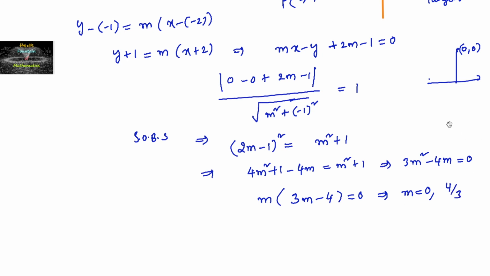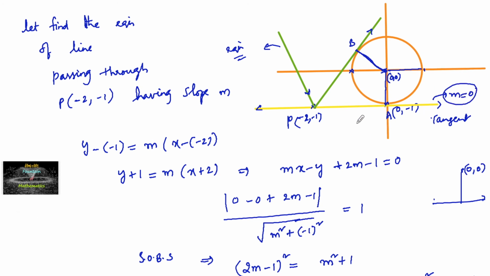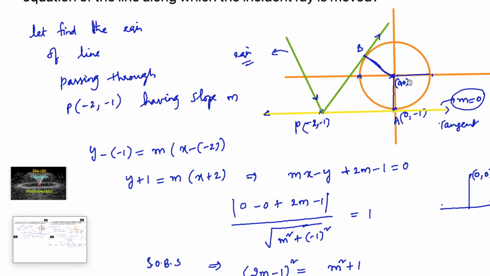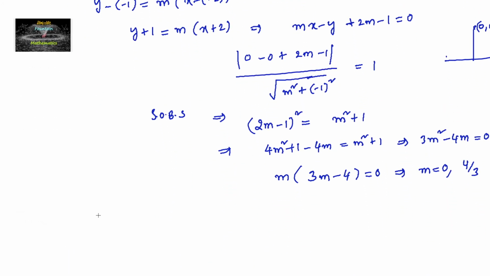So we are getting slope m is equal to 0. Clearly we can say the slope of a horizontal line can be 0. And the slope of another line PB we can consider to be the other slope, that is 4 upon 3. Suppose if I consider this is theta, it's the same as inclination. So tan theta is equal to 4 by 3 for the reflected ray.